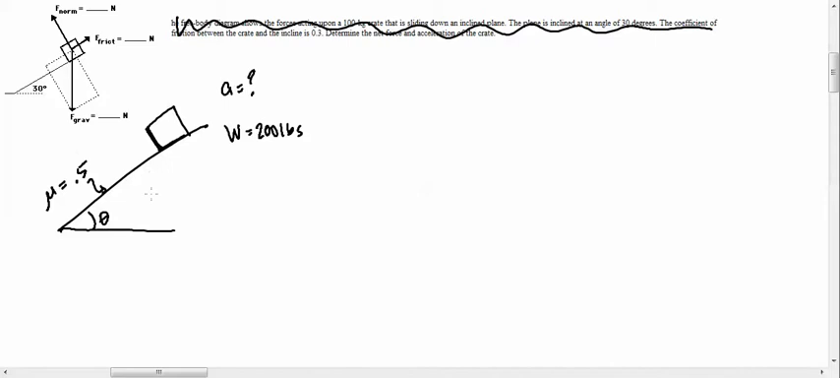Okay, so what forces are acting on this sucker? Let's do those in red. The forces that I see: the force of gravity, which we call the weight, which is 200 pounds. Another force is the normal force. The normal force pushes up perpendicular to the incline of the plane. It wouldn't push directly up, because if you look at how the ground is pushing on the box, it's pushing in this direction. So it wouldn't make sense to go directly up. It would be going perpendicular to the plane.